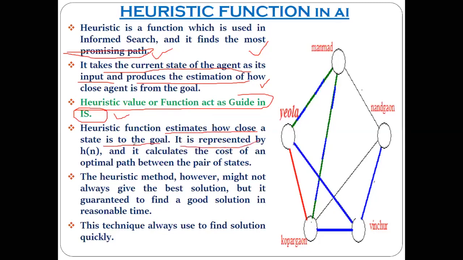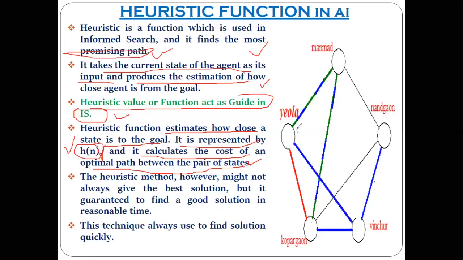One thing you should keep in mind here: the heuristic function or the heuristic value is always represented as h of n. This will be needed in the further examples. Heuristic value or function is represented as what? h of n. And it calculates the cost of an optimal path between a pair of states. What does it mean?